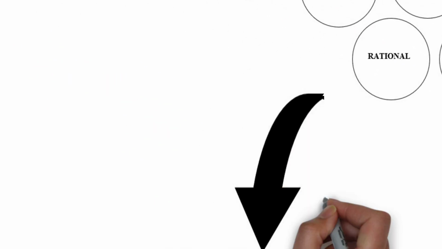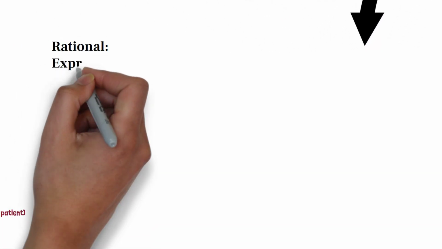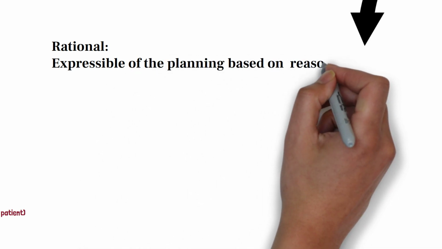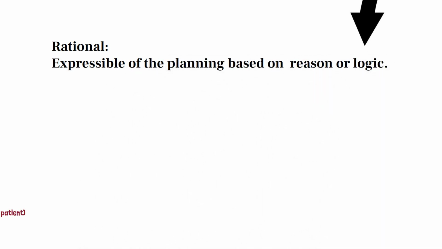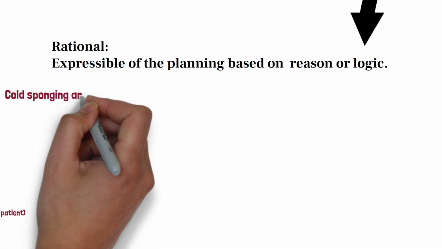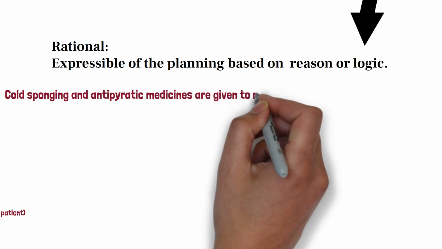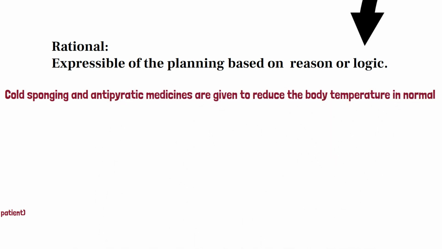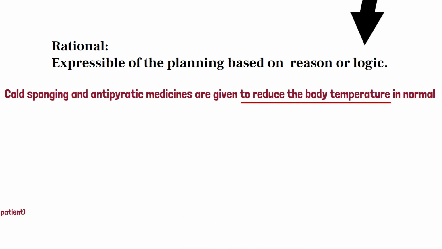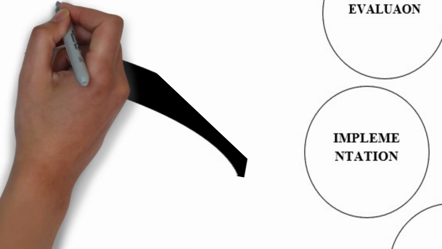Next step is rationale. So rationale is the explanation of the planning based on reason or logic. That means in this phase the nurse states the reason for choosing the plan that has been given to the patient. So suppose the nurse chooses to give cold sponge and antibiotic medication to the patient. Now what is the reason to give cold sponge and antibiotic medication? To reduce the body temperature. So this is the reason. The reason is the rationale.